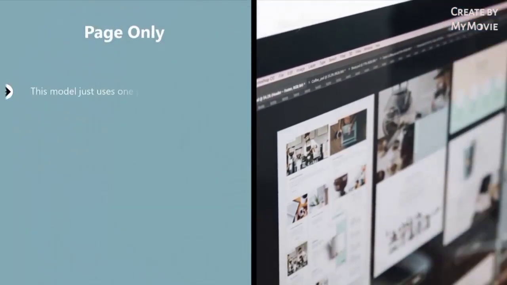Page only. This model just uses one page to convert traffic. It doesn't matter whether the traffic is free, organic, or paid. This conversion strategy just uses one page to convert the visitor. Pay attention to how sales pages are set up. They're quite clever. They would start with an attention-grabbing header, and then they would try to pull the reader down the page. They would use all sorts of tricks to build credibility and stoke demand for the product that is being pushed. They would use testimonials. They would use fancy graphs.